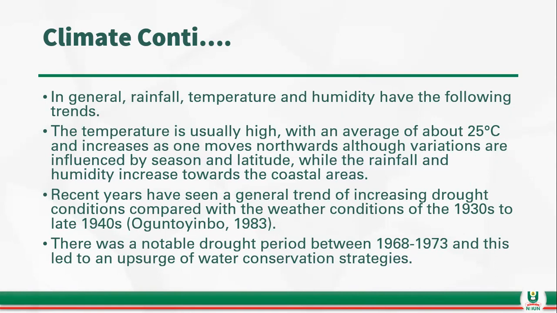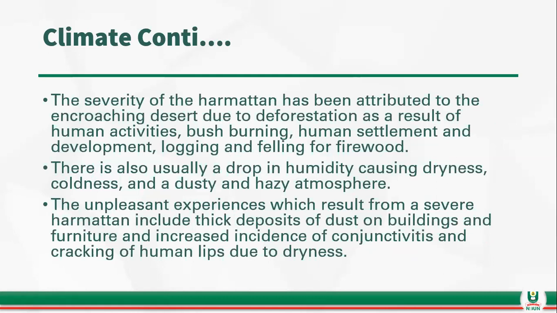1983. So there was a notable drought period between 1968 and 1973, and this led to an upsurge of water conservation strategies. Now, the severity of the harmattan has been attributed to the encroaching desert due to deforestation as a result of human activities, bush burning, human settlement, development, logging or felling of firewood, and all of that.